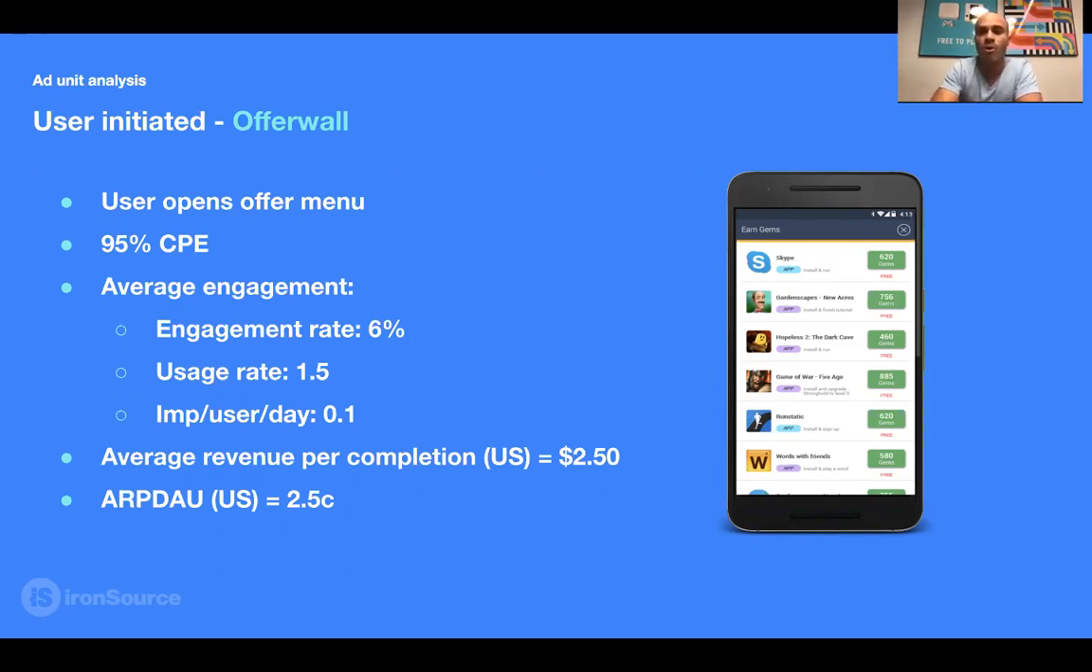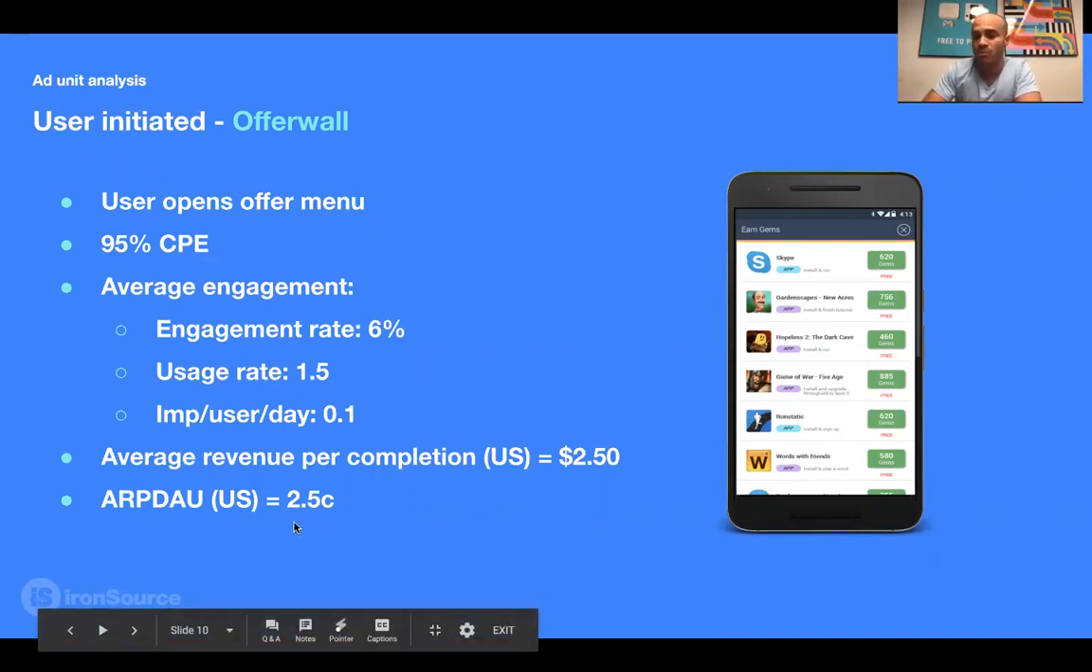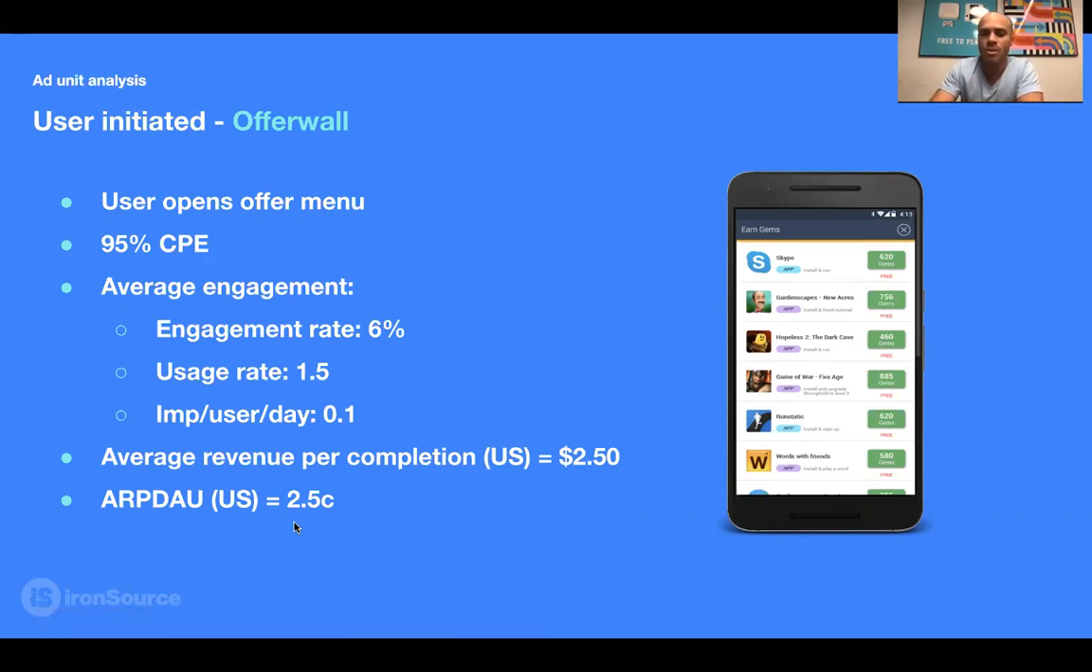This is why Offerwall will usually work on more casual and mid-core games that do have an economy and do have virtual goods in the value of $2.5 to provide to the user that will give them value in the game. And in these games, ARPDAU can get even to 5 cents, 6 cents, or more. It really depends on your implementation, and we'll touch on this as well.